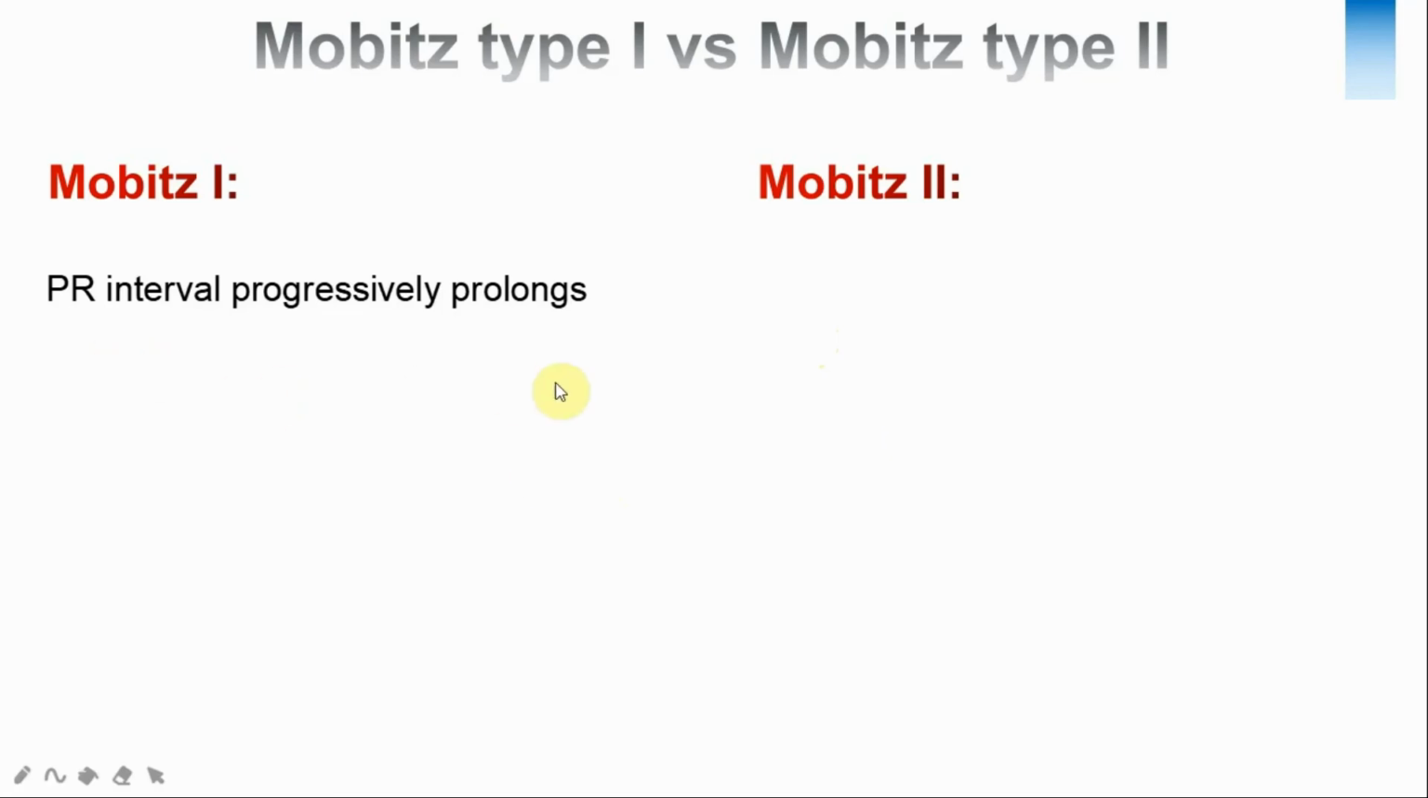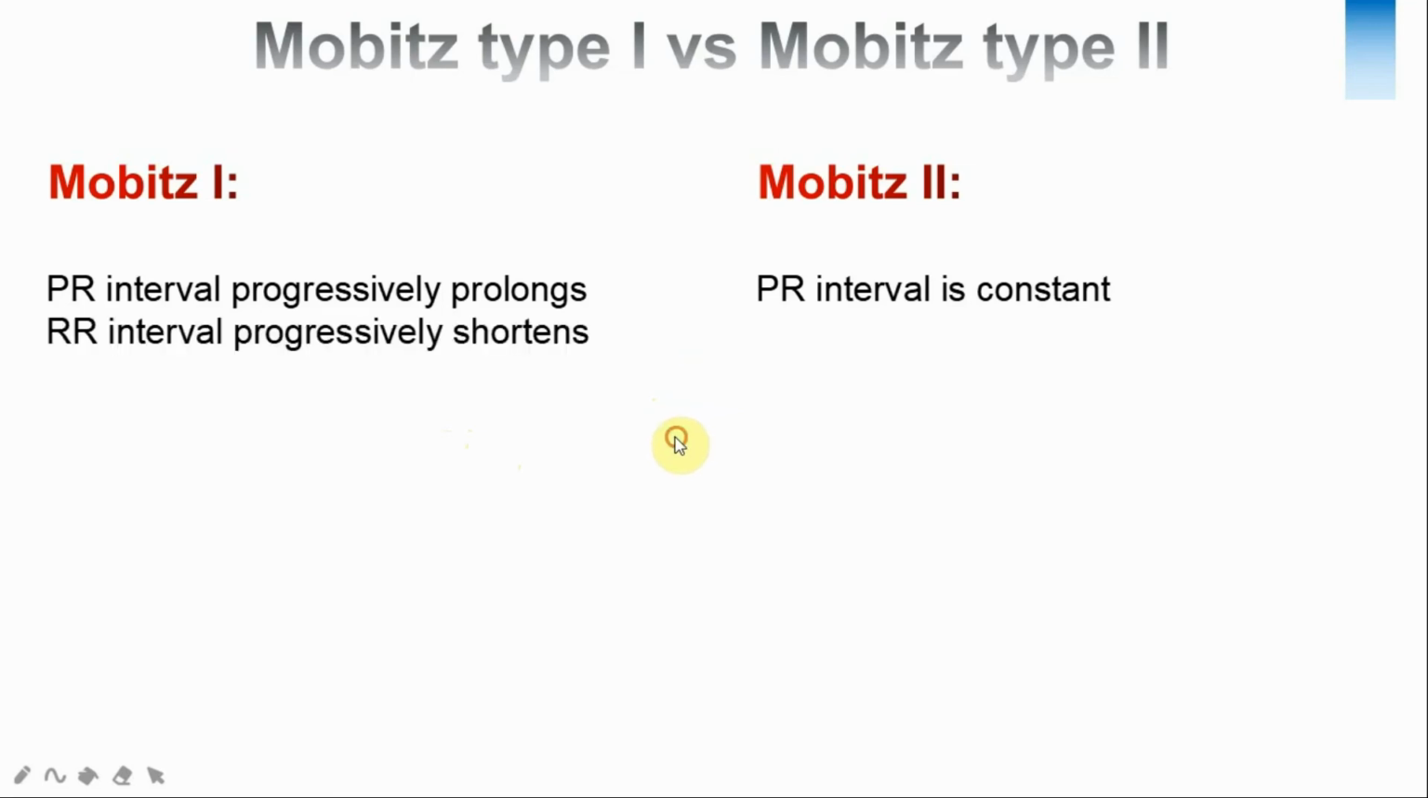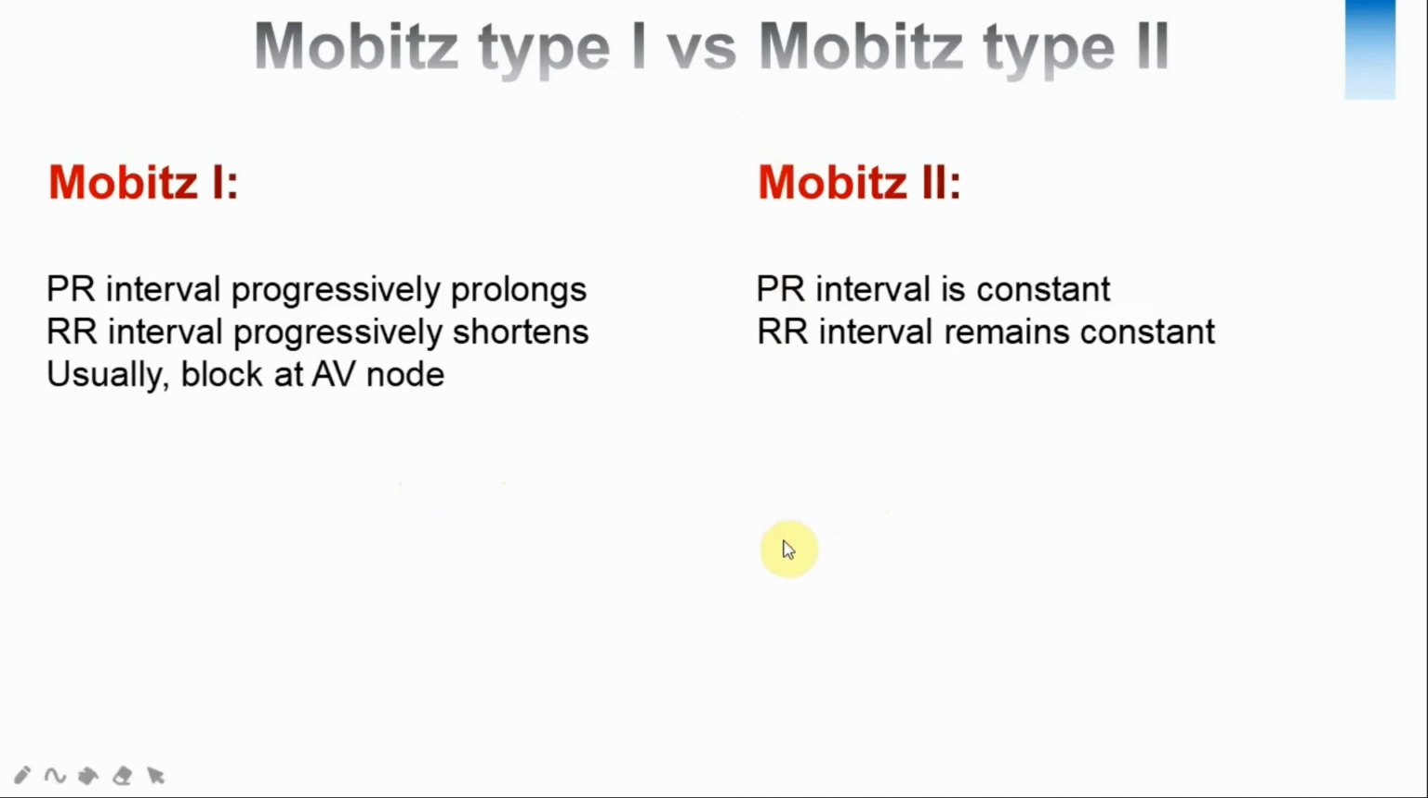The most important finding in Mobitz type 1, as we have shown you in several ECGs and animations, is progressive prolongation of the PR interval, and in Mobitz type 2 the PR interval is constant. Now in UpToDate they have talked about the RR interval. They say that the subsequent P wave comes earlier than expected, so the RR interval is shortened. It can be very difficult to identify this finding in a 12-lead ECG unless you are very careful. In Mobitz type 2, on the other hand, the RR interval is constant.